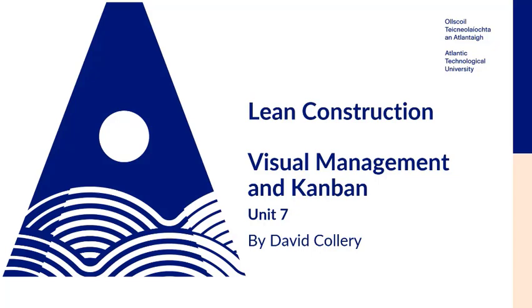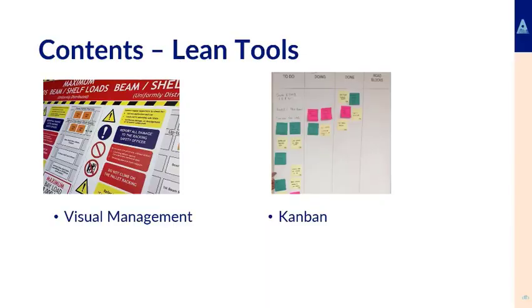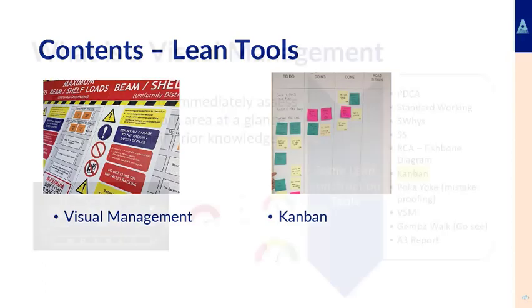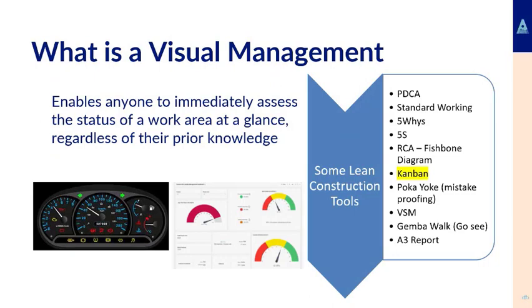This unit will look at visual management and explain what Kanban is. So these are both two Lean tools: visual management, so graphically what you can see, and we will also go through the process of what Kanban is. So what is visual management?